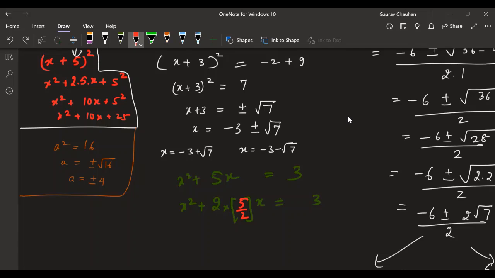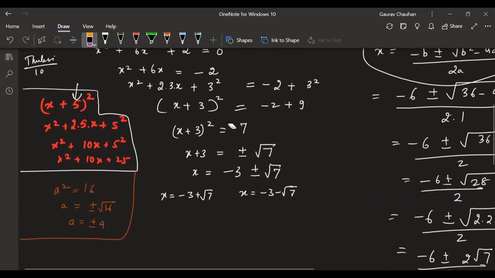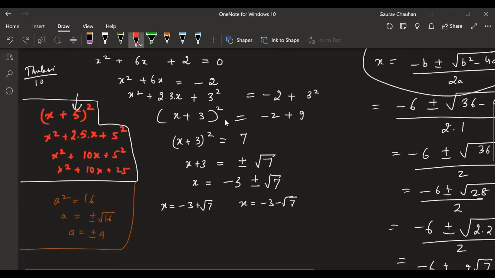Then I will add what? I will add 5 by 2 the whole square, and here also I will add 5 by 2 the whole square. Are you understanding me? If I find that a, then I will write the a square on both sides. I will add a square on both sides after finding a.